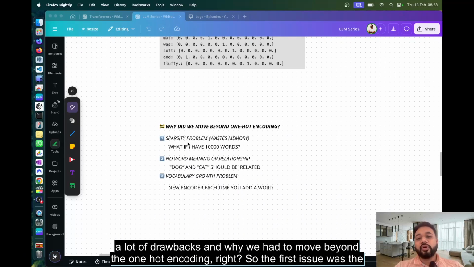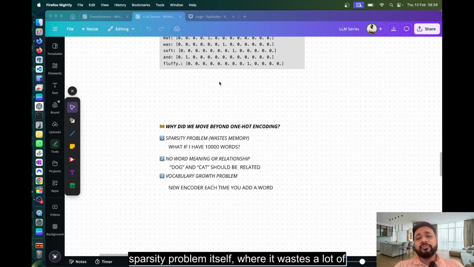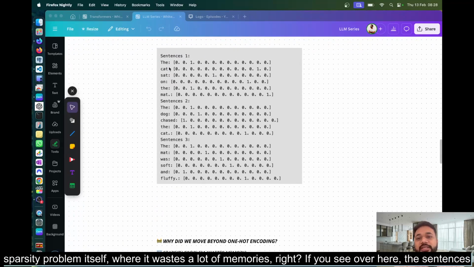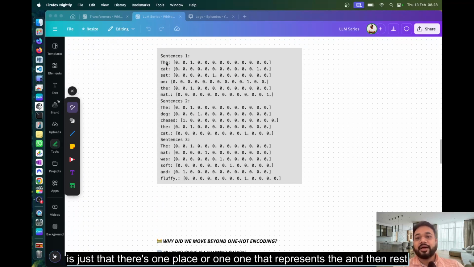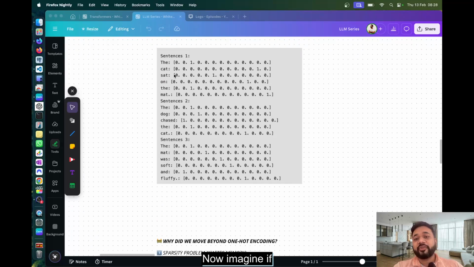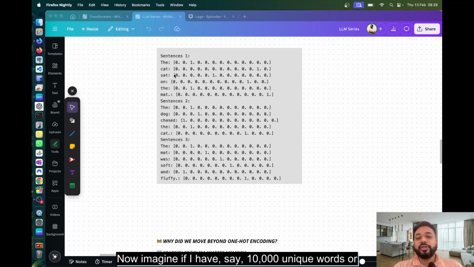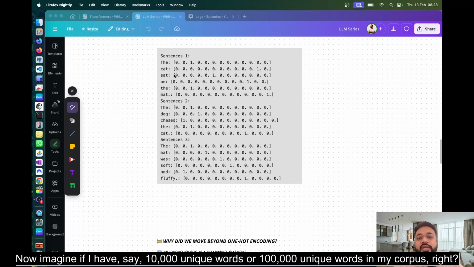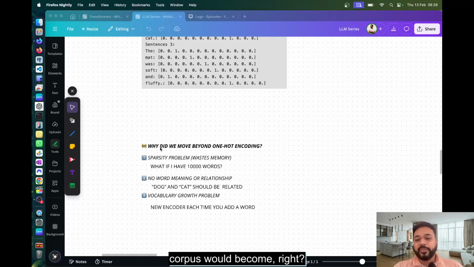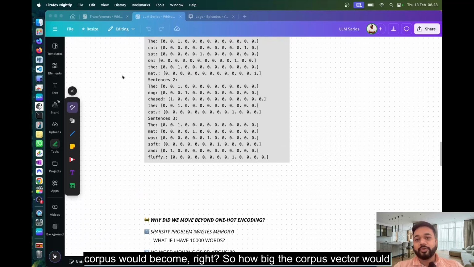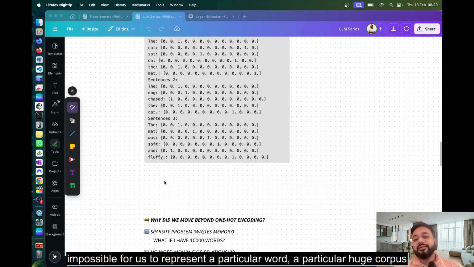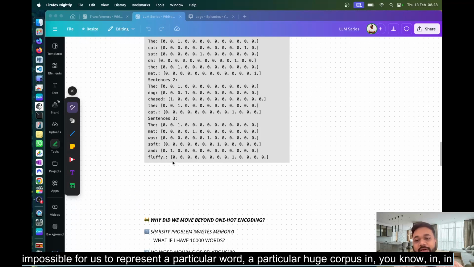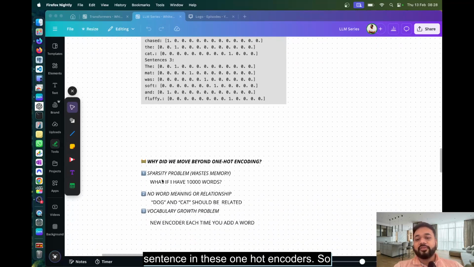So the first issue was the sparsity problem itself, where it wastes a lot of memory, right? If you see over here, in the sentences there's just one place of 1 that represents the word, and the rest of them are zero. Now imagine if I have, say, 10,000 unique words, or 100,000 unique words in my corpus, right? How big the vector would become, right? So it's practically impossible for us to represent a huge corpus in these one hot encoders. So that was the first drawback.